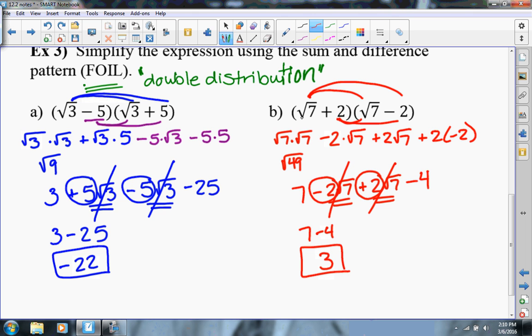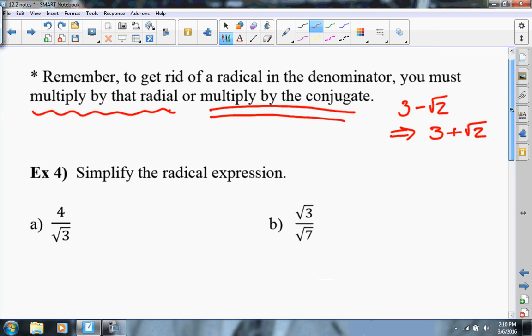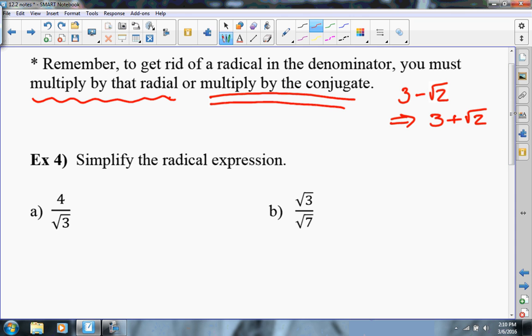So if this was my original term, then this 7 minus the square root of 2, that's my conjugate. And when I do my double distribution, then those radical terms go away, and I just get a whole number for my answer. So we're going to be doing that process in the denominator, so that way I get the radical out of the denominator.